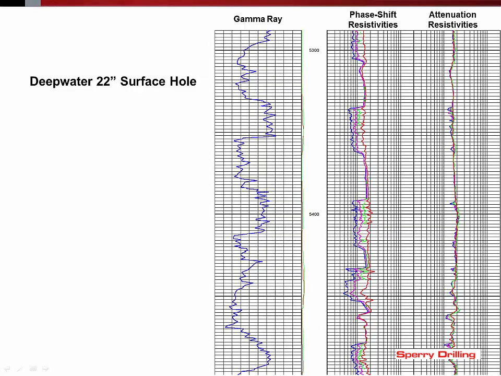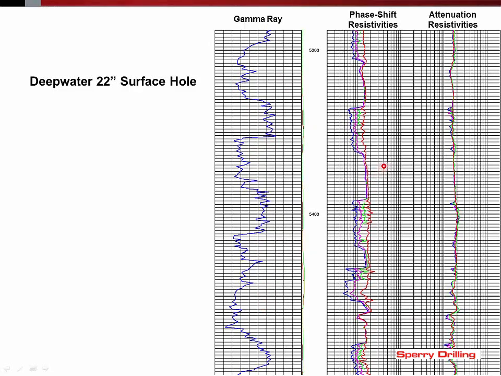Now this plot is a nice illustration of the kinds of effects that we might see on a log due to environmental issues. What we've got here is a plot from a deep water well. I think this came from the Gulf of Mexico, where we're drilling a 22-inch hole. That's a pretty big hole. And we see some pretty strange variation in our resistivity measurements. We've got phase shift resistivity up here and attenuation resistivities over here. And on the left we have the gamma ray curve.